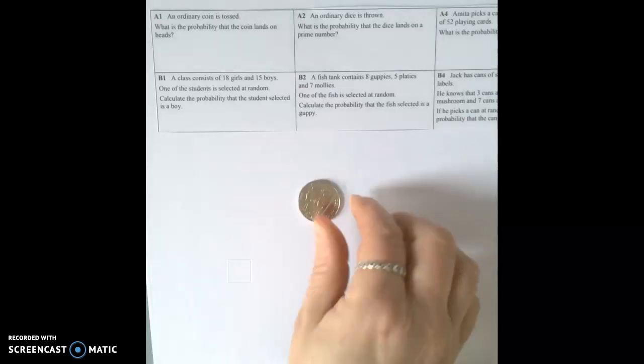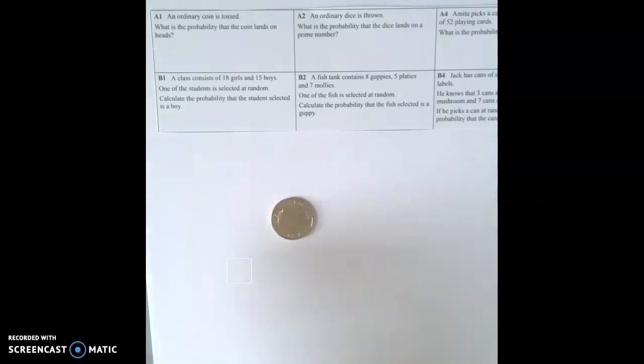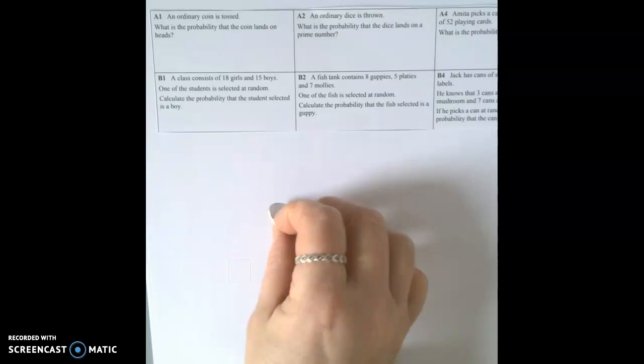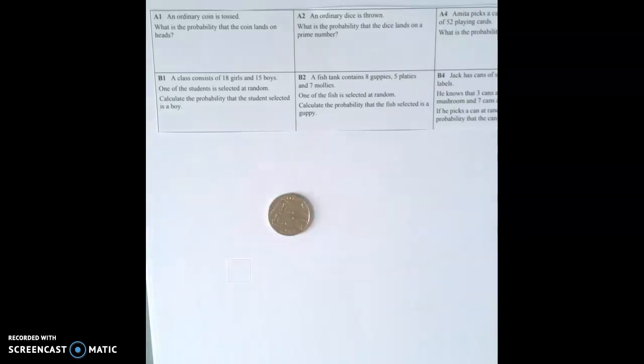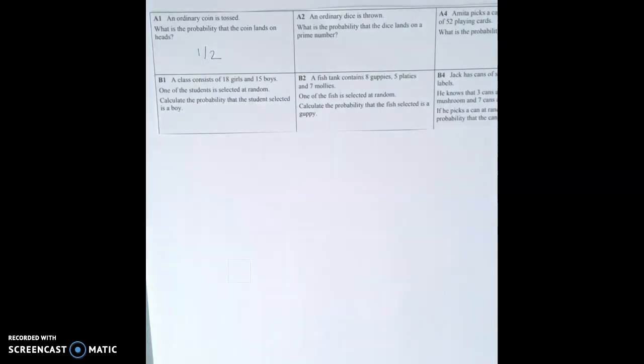So the first one, an ordinary coin is tossed. Now this should be fairly straightforward because there are two options when you have a coin. You can have heads or you can have tails. So the probability that I get a head, I can only get a head one way unless it's an unfair coin, and I have two different outcomes, heads and tails. So the probability that the coin lands on heads would be 1 out of 2.